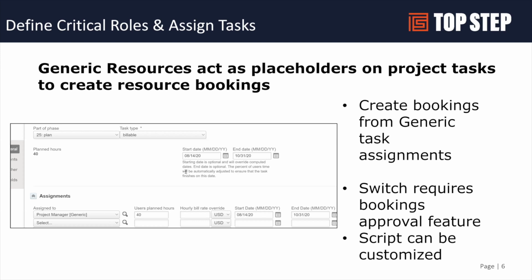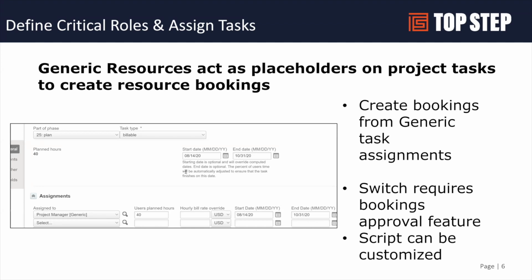There is an out-of-the-box switch that is available that will put a button on the task screen under the list view, and it will create a booking from a task assignment. It'll copy the start and end date of the task, not these custom fields, and it'll pull over the hours planned at the assignment level. The downside of that setting is it does require you to use booking approvals.